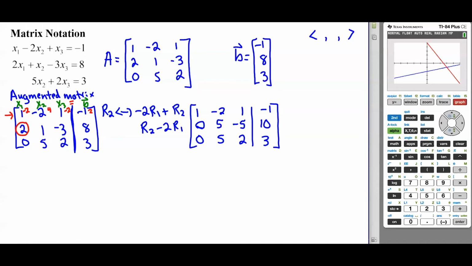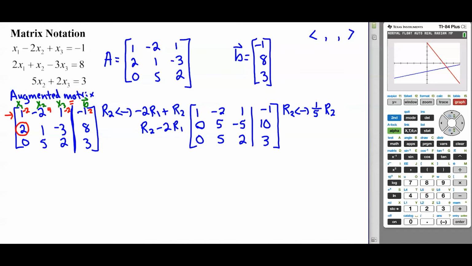So remember, we simplified this equation here, right? This is 5x2 minus 5x3 equals 10. So I'm going to simplify this by dividing both sides of this equation by 5. And in terms of the matrix and the rows, that means I'm going to change row 2. I'm going to replace it with 1/5 row 2. So we only really show multiplications when we do these row operations. So instead of dividing by 5, I'm going to multiply by 1/5.